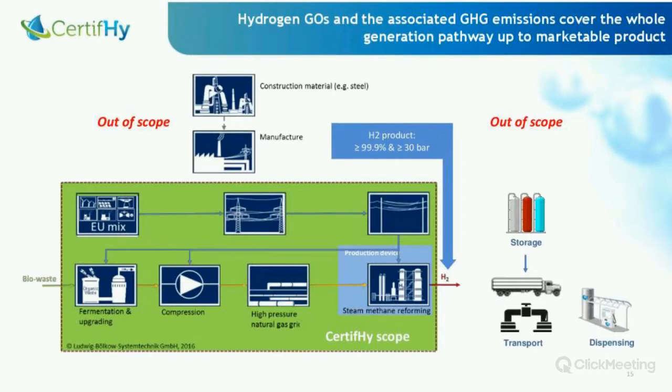And for us, the specification of a product that can be commercialized means it needs to be 99.9% pure and at 30 bar pressure. We know that there are certain electrolyzers that have an output pressure at atmospheric pressure, or for instance at 10-15 bar. Well, we have to increase the greenhouse gas emissions linked to having another compression step, for instance from 15 bar to 30 bar, and there we will be providing some default values.